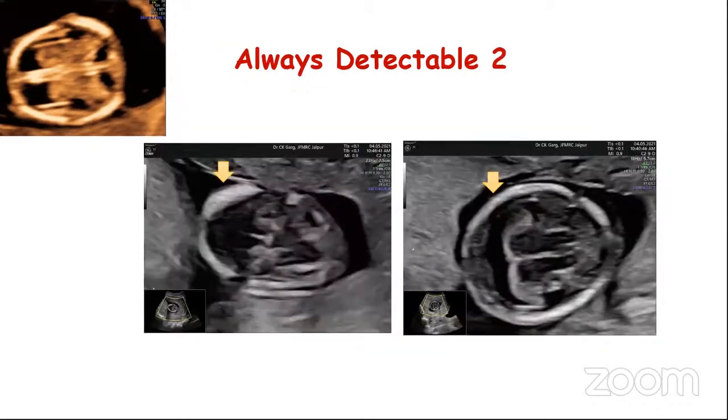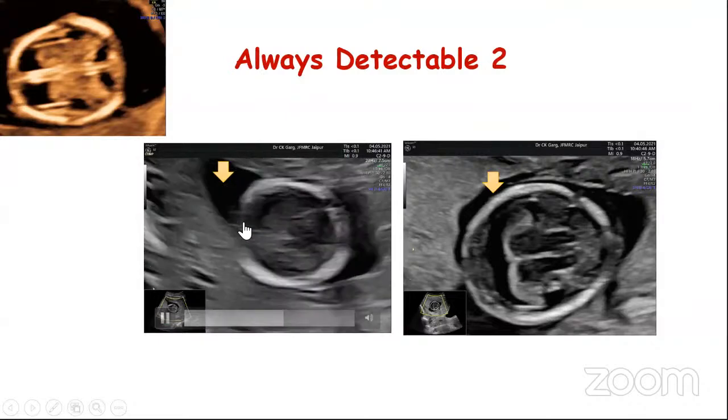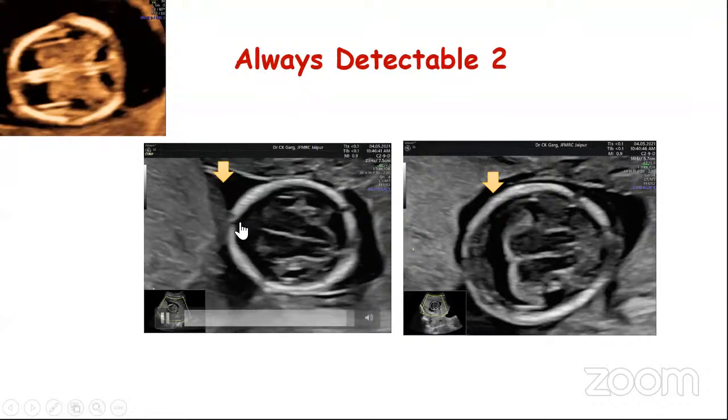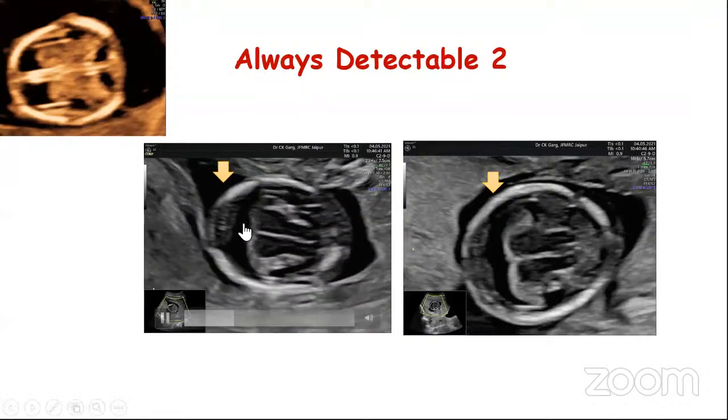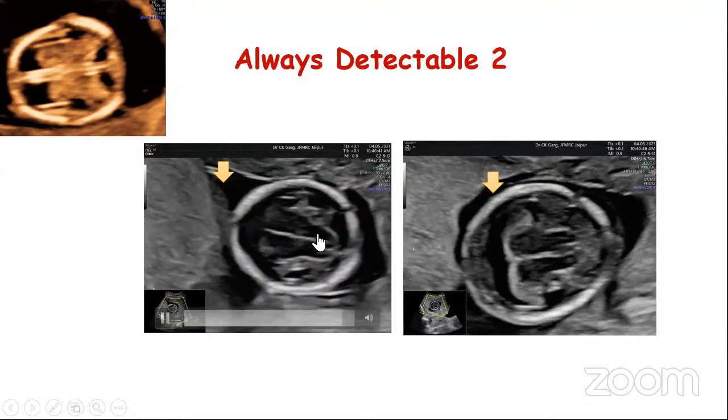Coming to the next case, here we can see that the cranium is intact. However, the midline falx, which divides the brain into right and left hemispheres, is absent. It is discontinuous anteriorly, and there is fusion of thalamus.